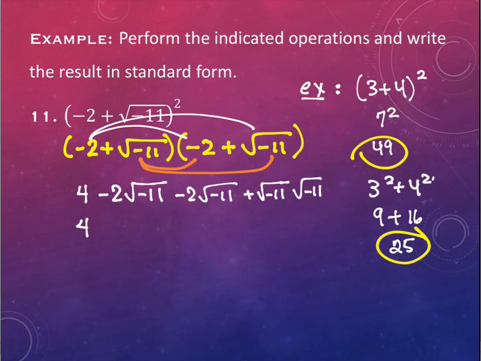Let's go from left to right and simplify. Okay. So I have -2 square root -11 and another -2 square root of -11. So what is that? 4. Yeah. -4 square root -11. We still have to deal with the fact that there's a negative underneath the radical, which we will.